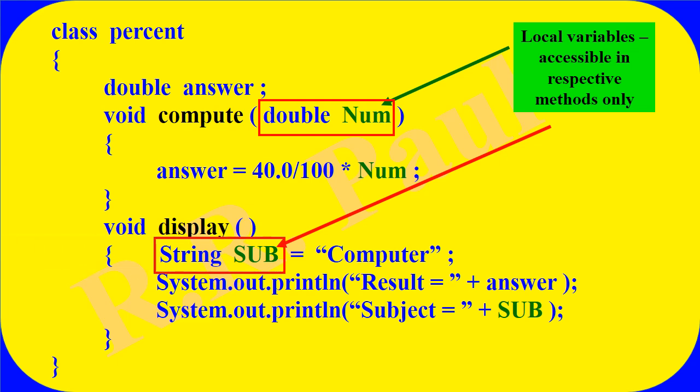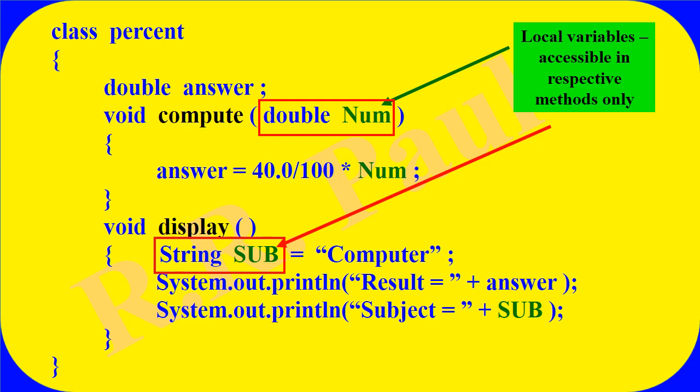String is a class. So we create objects of a class. Here we have sub, an object of string class, declared inside display function. So this is also a local object which is available only in display function.